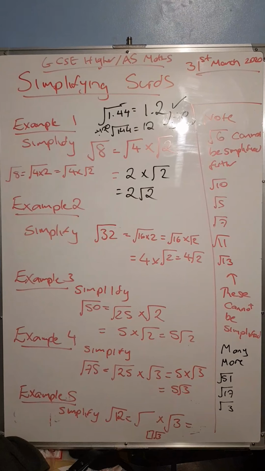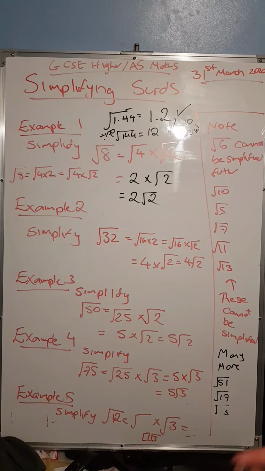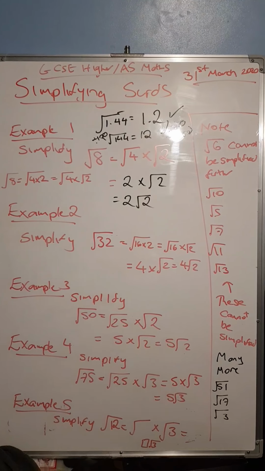Have a go at the last question, guys. Root 12 can be simplified: something times root 3 will give me my answer. It's a big clue.